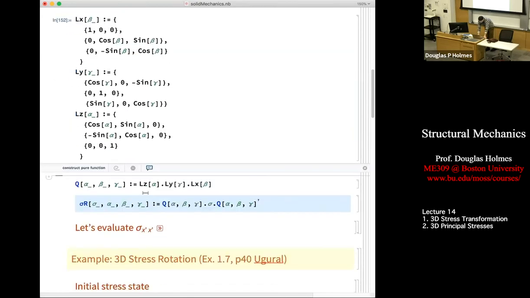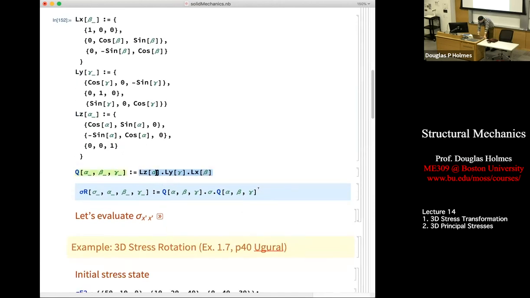And then Q is found by just taking each of them and dotting them into each other. LZ of alpha, LY, LX. The period in Mathematica is the dot. And now Q takes three things. Q takes the three angles that you might rotate. You're gonna rotate alpha, beta, gamma. So you have to tell your Q, which is a function of all those things, what the angle of rotation is, and you go from there.